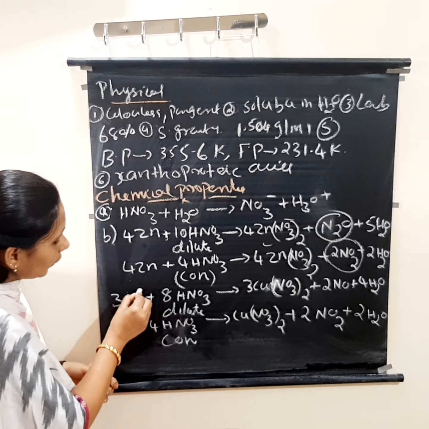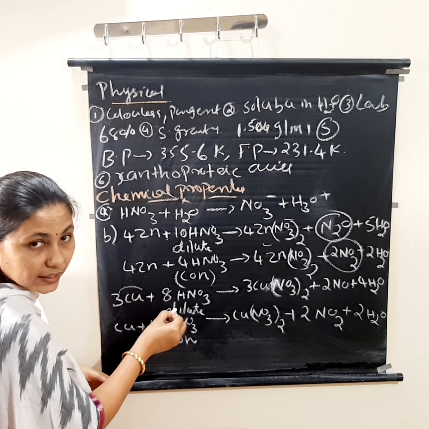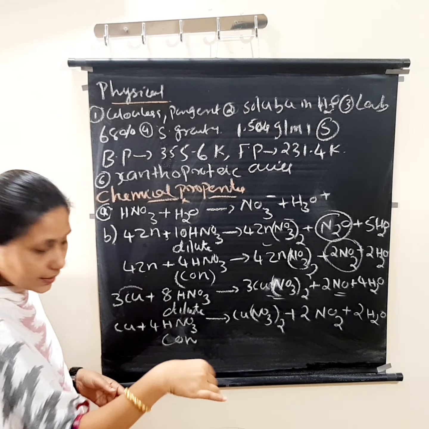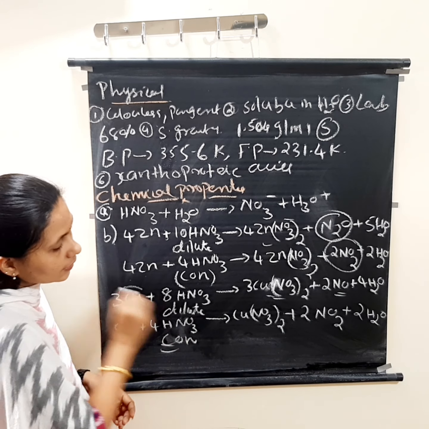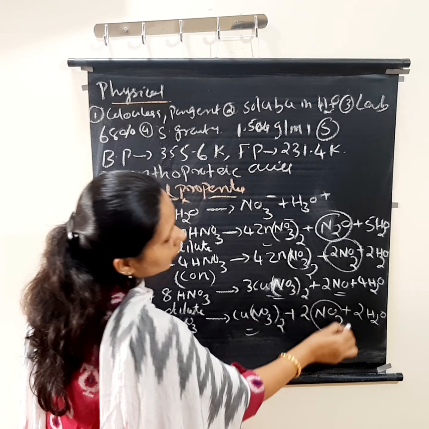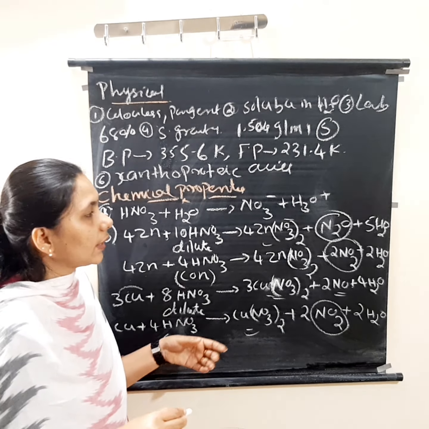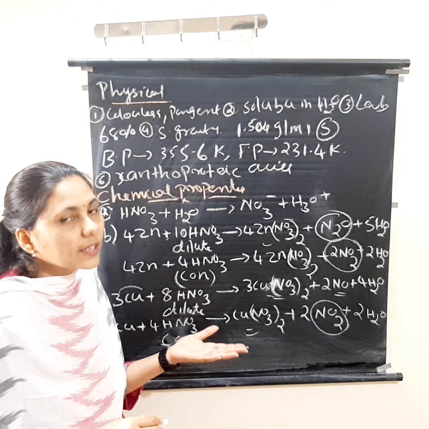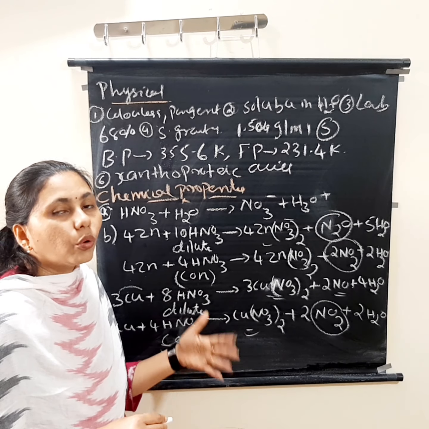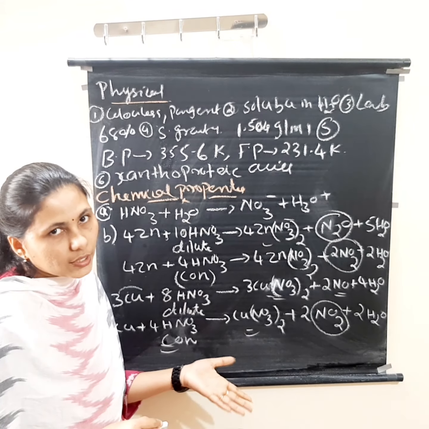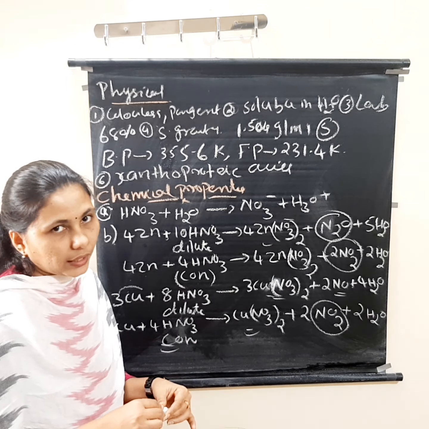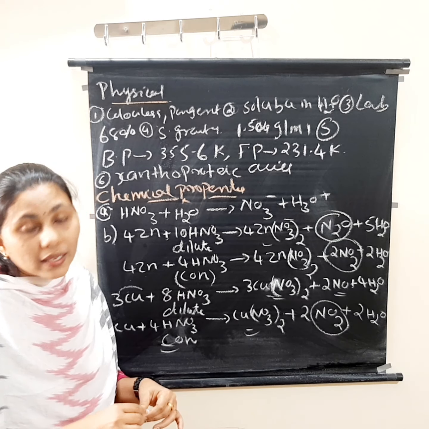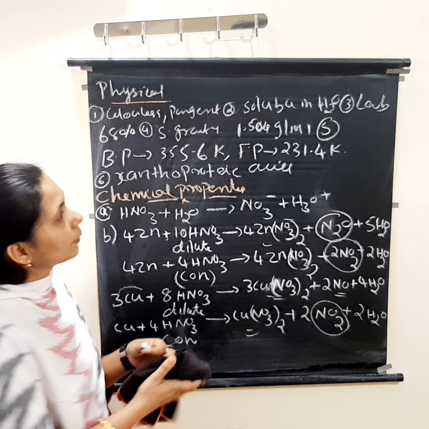Then with copper and dilute nitric acid, it forms copper nitrate plus NO. All other products are the same. With concentrated nitric acid, it forms the same product, but the reduction product is different. Generally it will oxidize the metal into its nitrate and be reduced to N2O, NO or NO2, depending on whether concentrated or dilute nitric acid is used. Then some metals like chromium and aluminium.